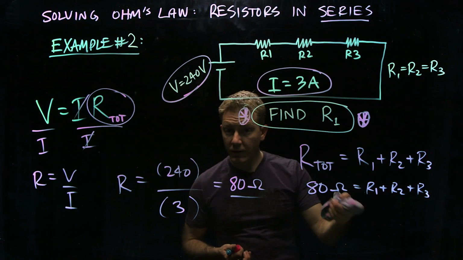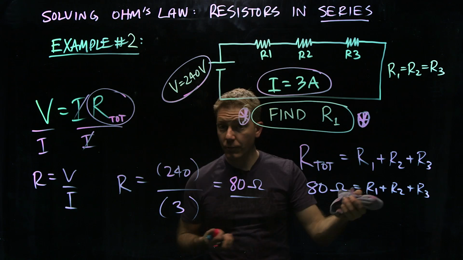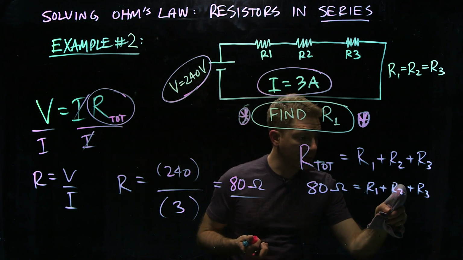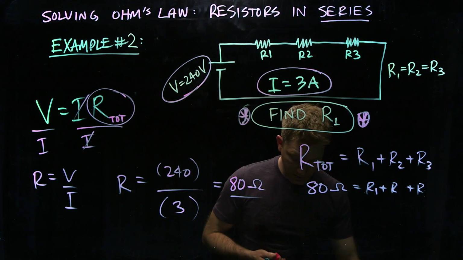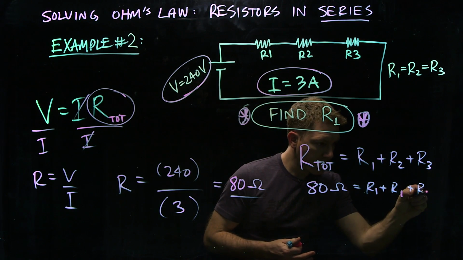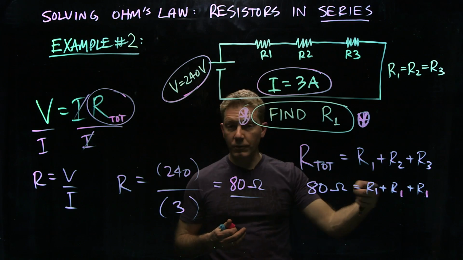So the tricky thing is if I know that R1 is equal to R2 is equal to R3, then wherever I see R1, I could put R2 there. It doesn't make any difference. I could put R3 there because they're equal to each other. So watch this. If I could do this, it's still true. Yeah, see? Because they're equal to each other.